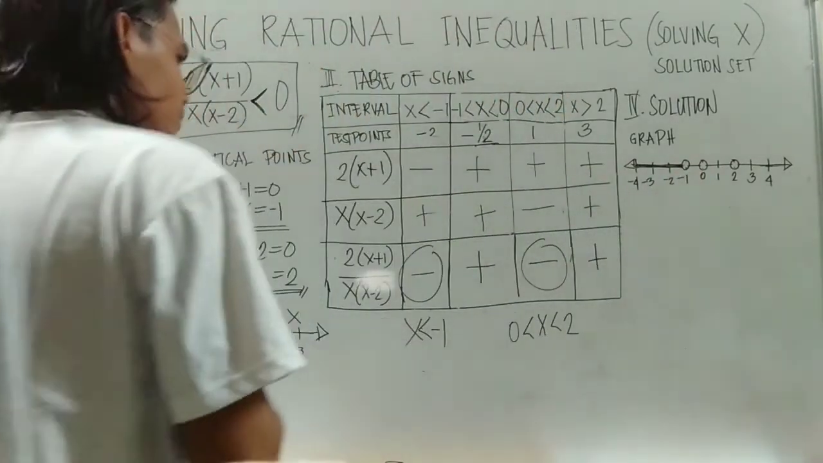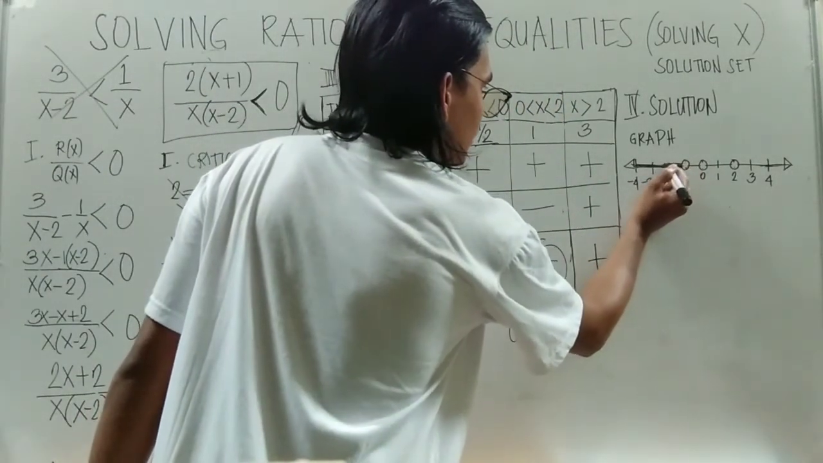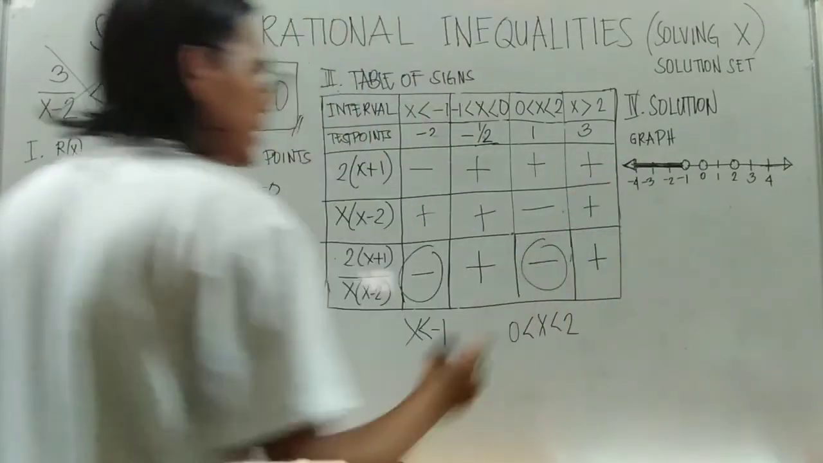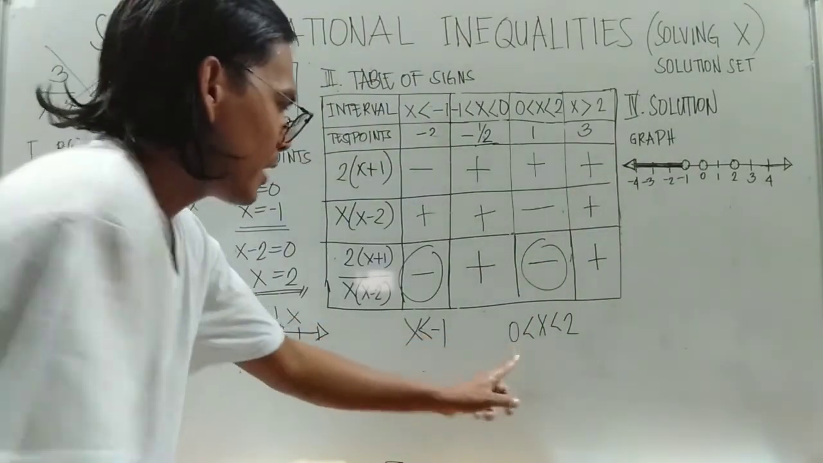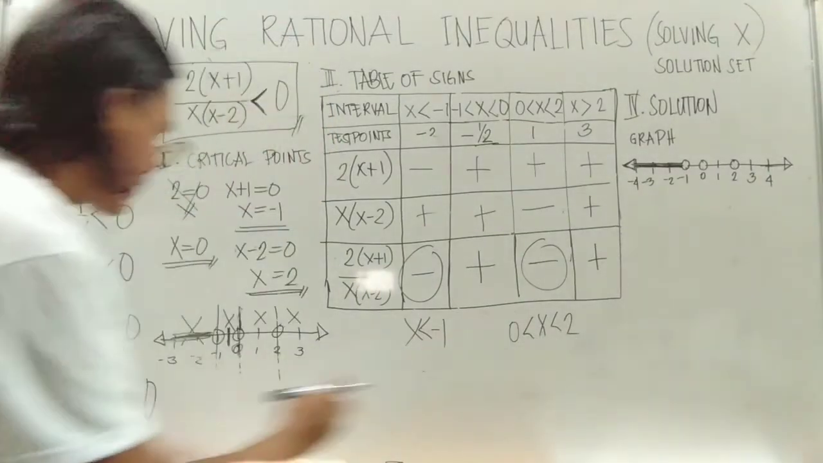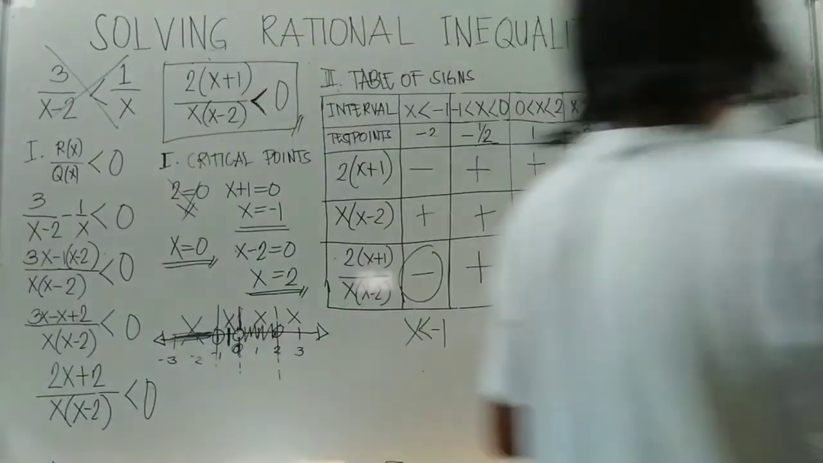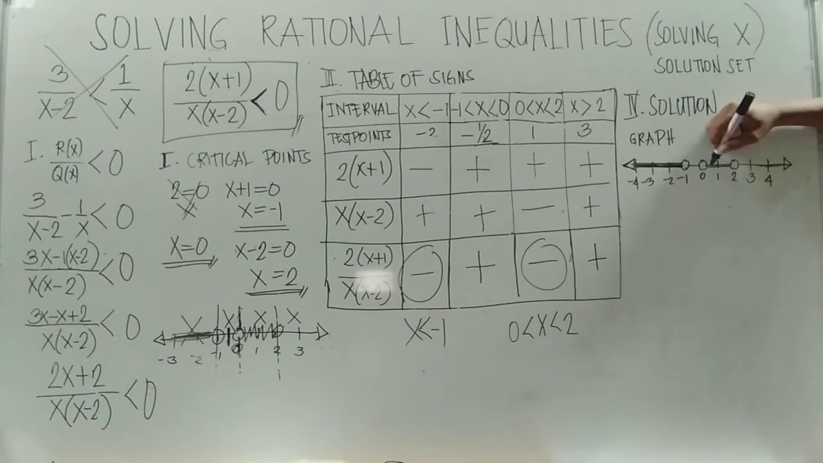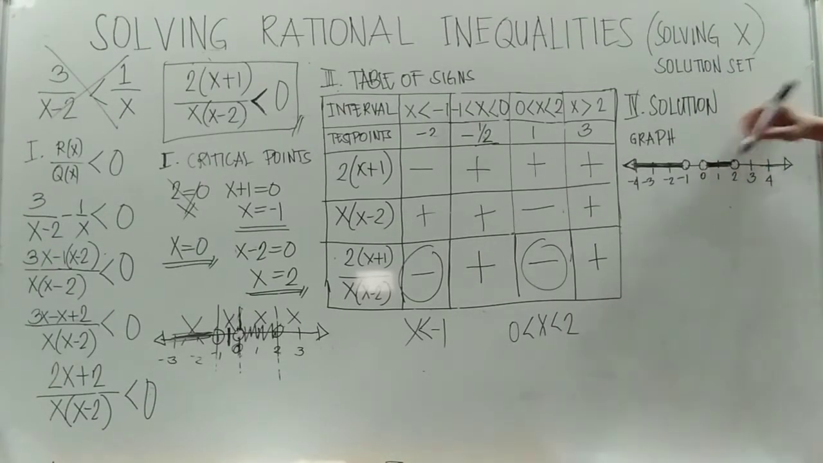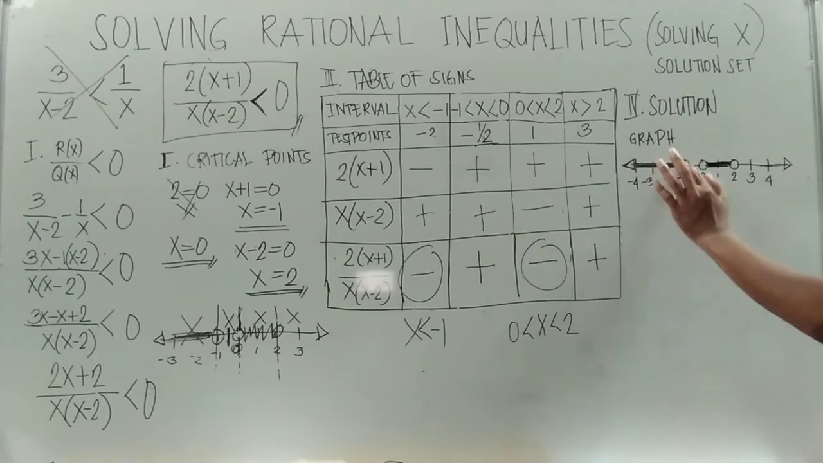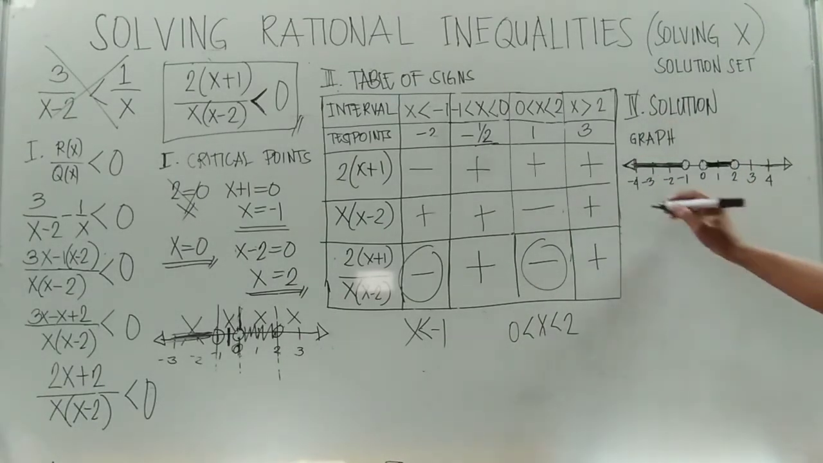Okay? Another one is, again, you will shade this part of your interval. Another one is the interval between 0 and 2. 0 and 2. So this one. 0 and 2. Or we have this one. Shade the interval between 0 and 2. Okay, so on your line graph, this shaded part represents your solution set.